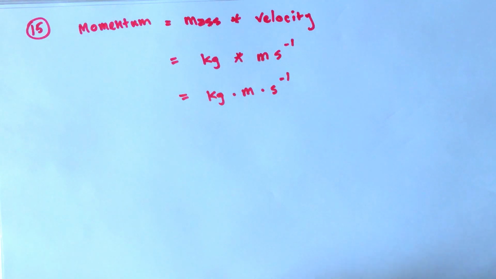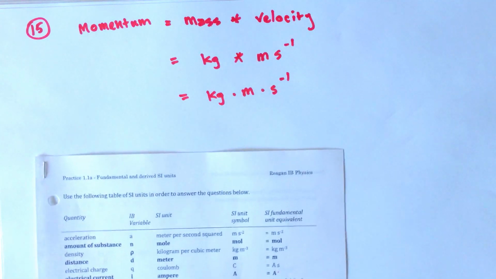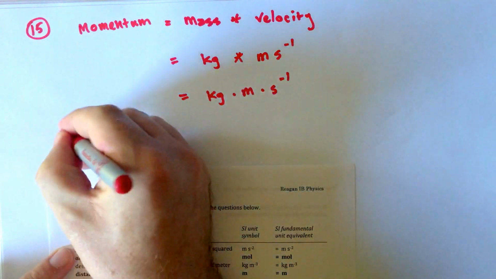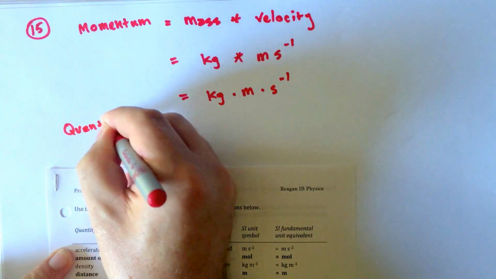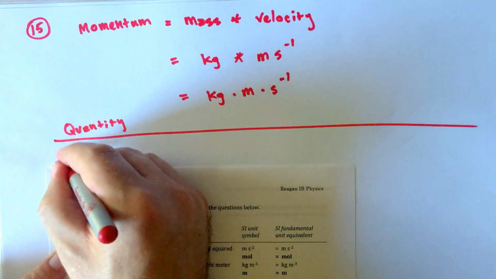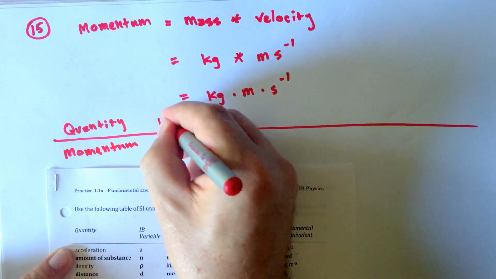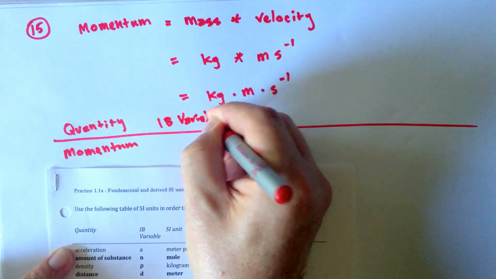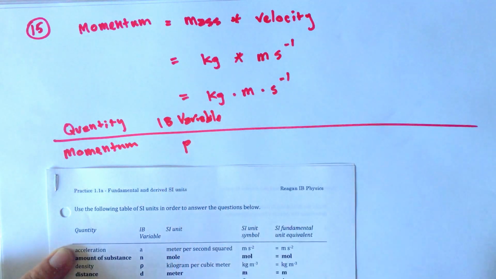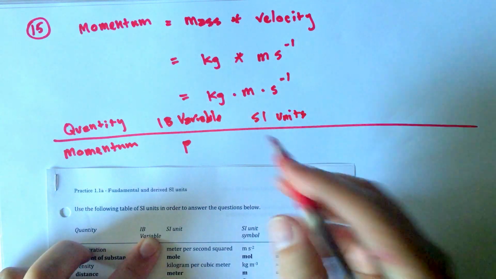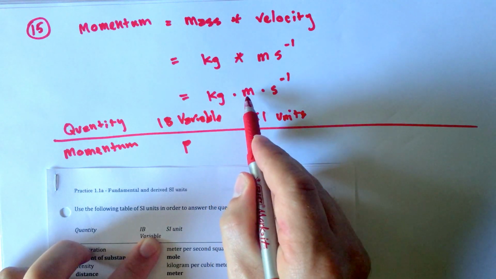It asks you to add a line to the table on page 1 for the quantity momentum, which has an IB variable of P. And so if you do that, your table on page 1 should have a new quantity that is momentum. You can add it to the bottom of the table. The IB variable, it tells you, is a lowercase p. It should have SI units. Written out, we would call this kilogram meter per second.